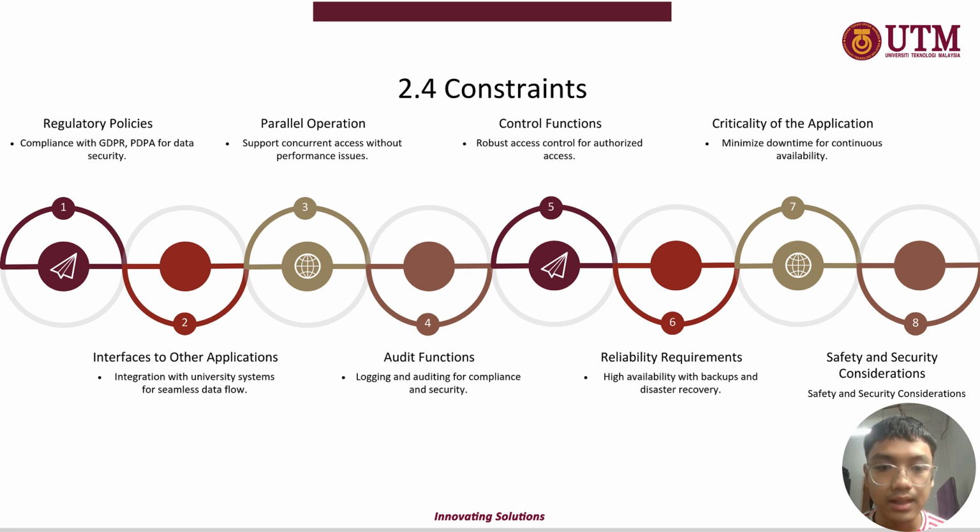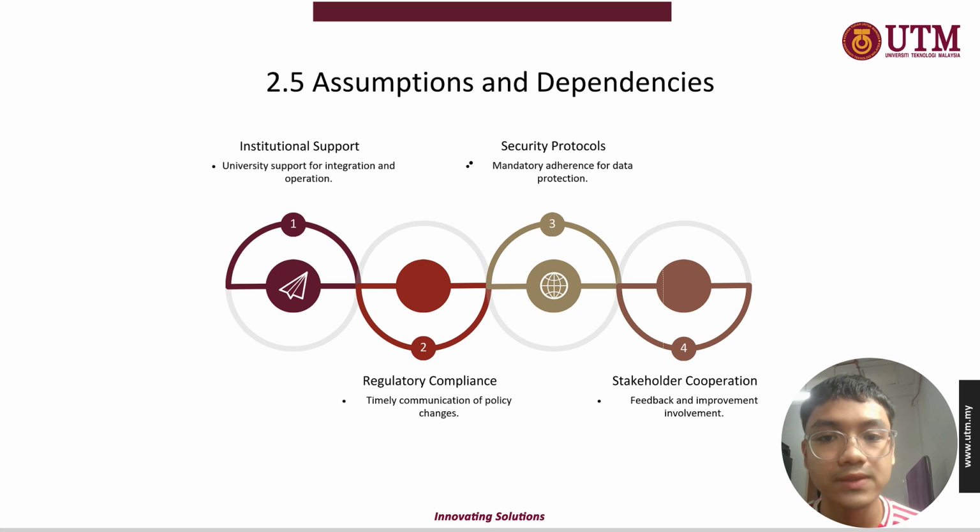6, reliability requirements, high availability with backups and disaster recovery. And then 7, criticality of the application so that we can minimize downtime for continuous availability. And then lastly, safety and security consideration.